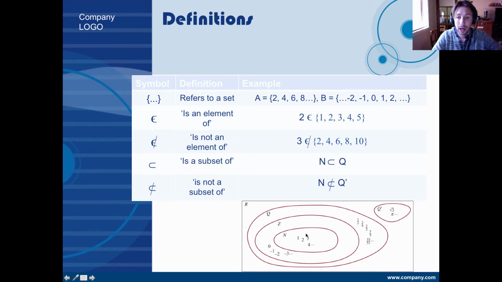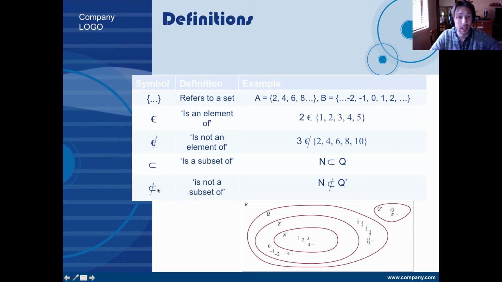Now, subset of means that everything in the set N is also in Q. So let's have a look at that. Are all the natural numbers also within the irrational numbers? Sorry, let's have a look at that again. Are all the natural numbers in the rational numbers? Well, yes, they are, because all natural numbers are also known as being rational. So N is a subset of Q because all of these are found within this section here.